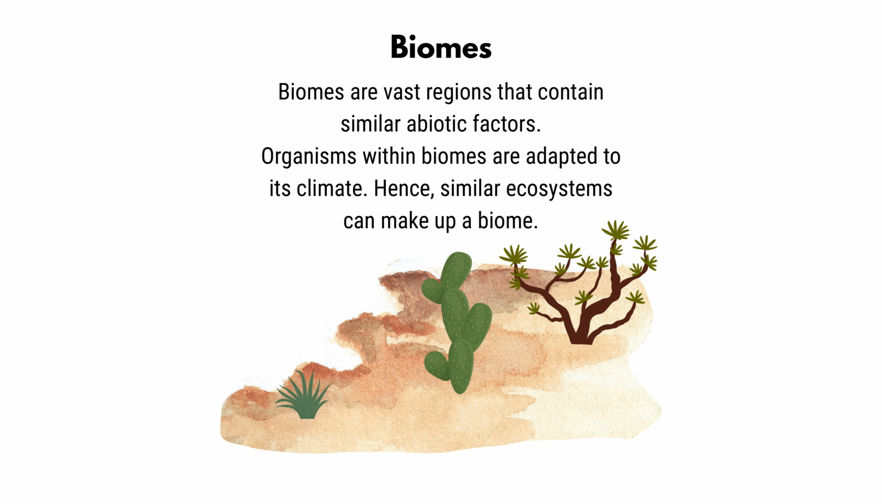Above the ecosystems are biomes. Now, biomes, they are large geographic regions which have very similar abiotic factors to each other, and every single organism within a biome is adapted to its climate. Because of this, many similar ecosystems tend to make up one big biome. So examples of biomes, we have like the desert, we have grasslands, and we have the tundra.